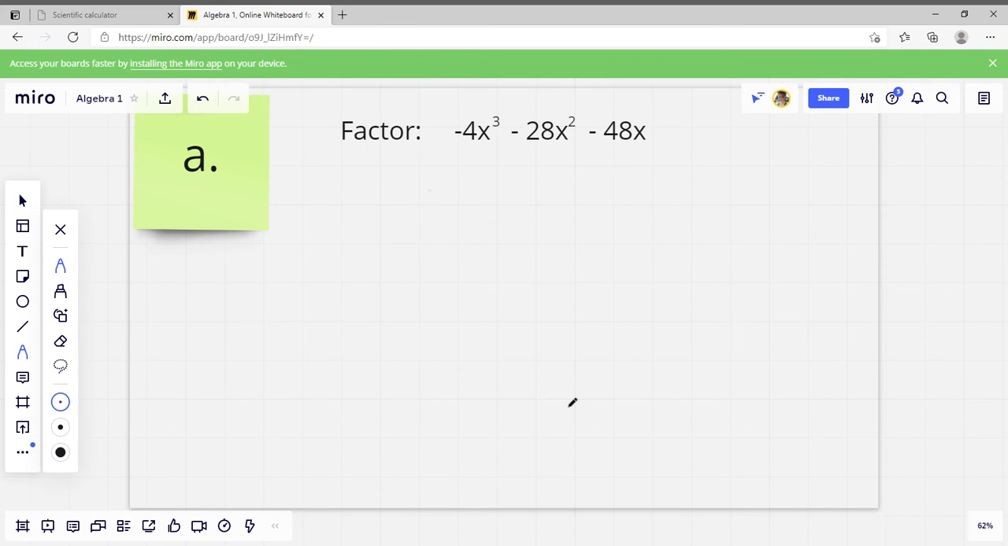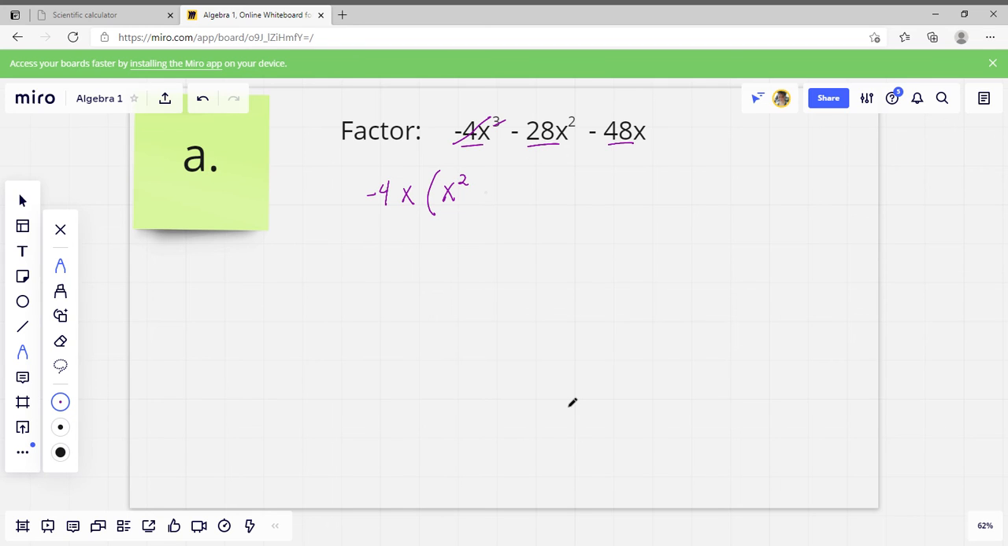This one asks you to factor. So first I've got to find common factors and pull them out. I see they all have an x, and negative 4 goes into all those numbers. Now let's see what's left. Took off the negative 4. I took off one of those x's, so I have x squared.